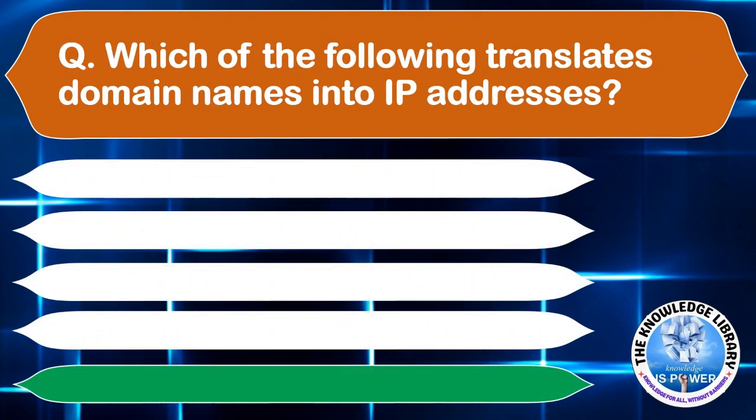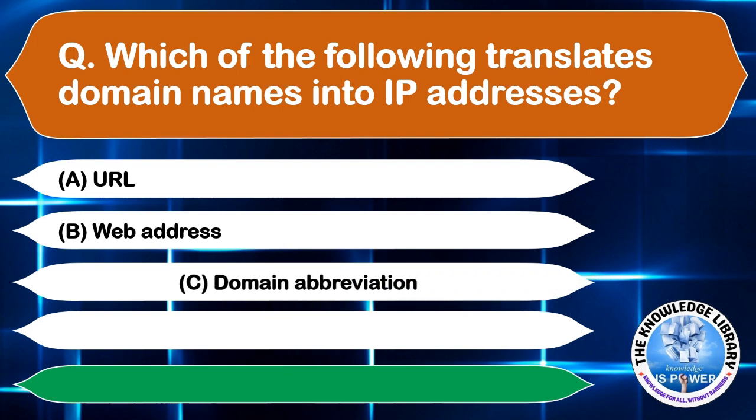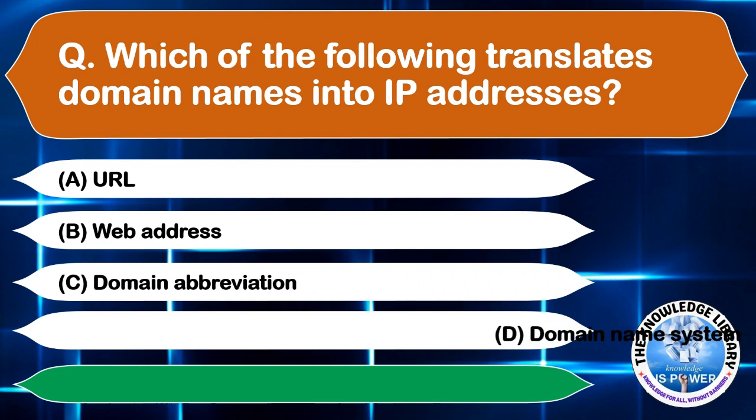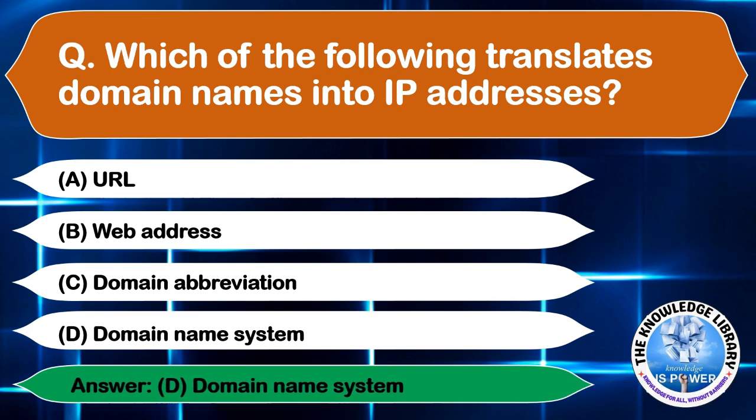The next question is: which of the following translates domain name into IP addresses? Option A, URL; option B, web address; option C, domain abbreviation; option D, domain name system. The correct answer is option D, domain name system.